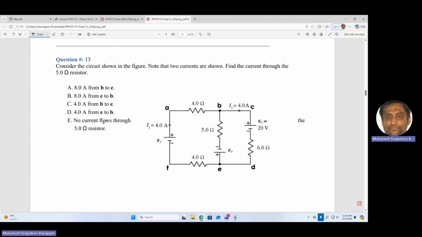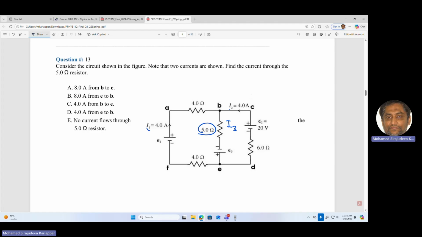Number 13, consider the circuit shown in the figure. Note that two currents are shown. Find the current through the 5 ohm resistor. So he is asking what is the current through this. Since 2 is labeled here and 1 is labeled here, the best thing is to call it I3, because label 1 is taken, label 2 is taken. So let me call that current through the 5 ohm resistor I3.